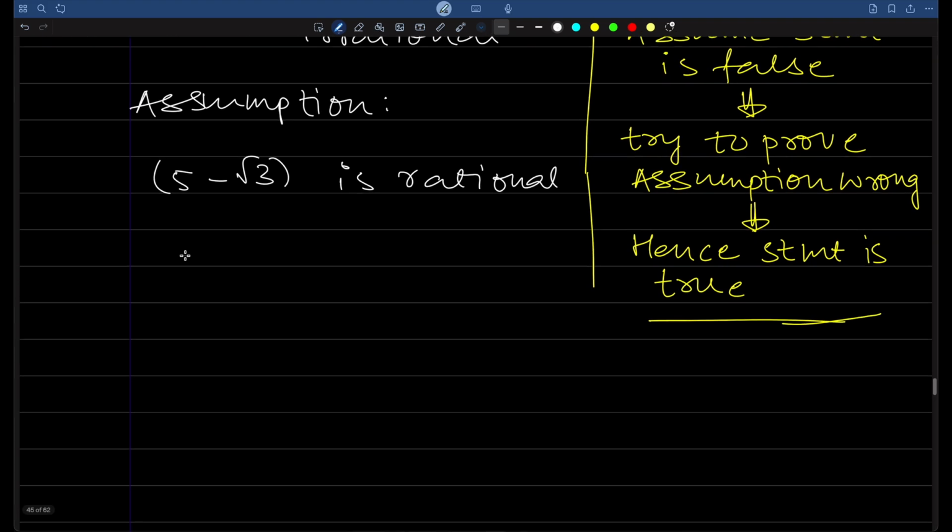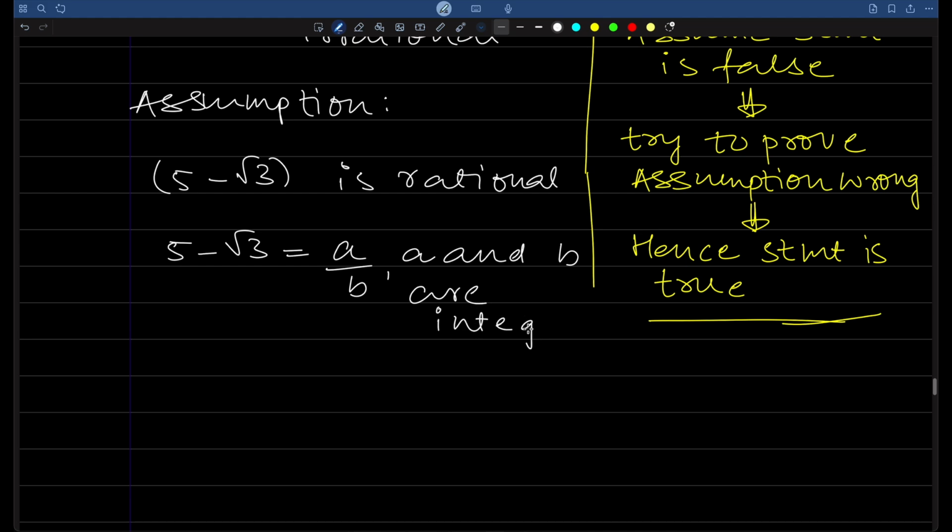If 5 minus root 3 is rational, we can represent 5 minus root 3 equals a by b, where a and b are integers, b is not equal to 0, and we are assuming that a and b are co-prime.